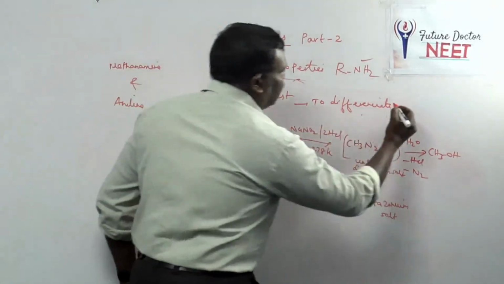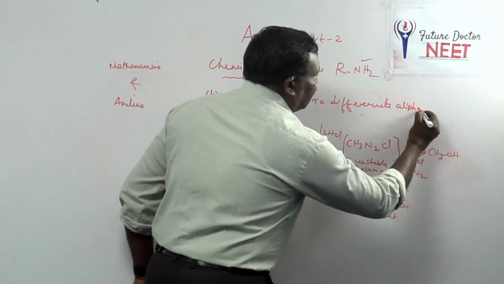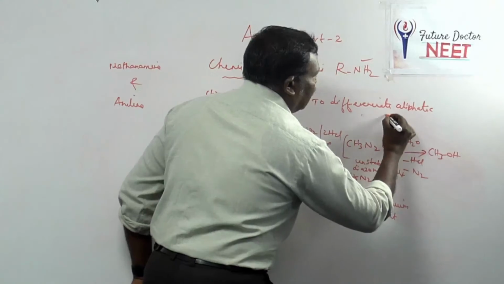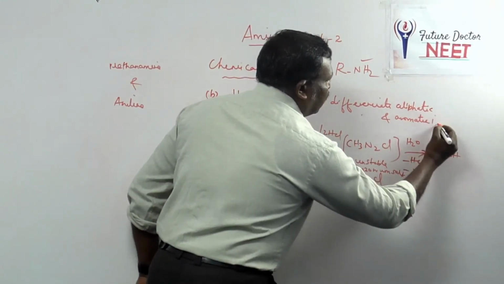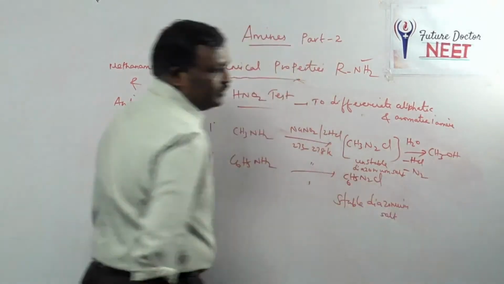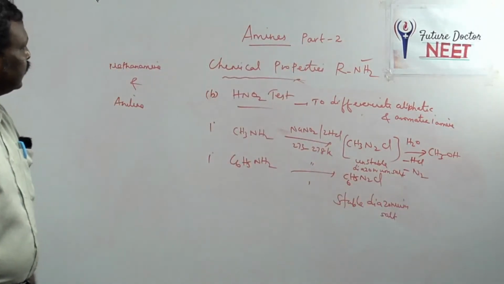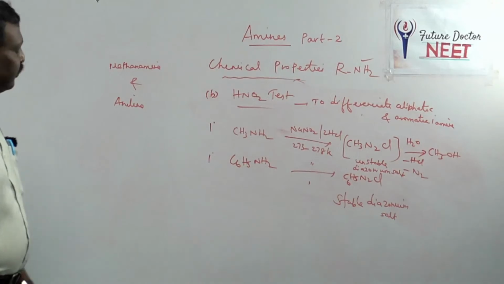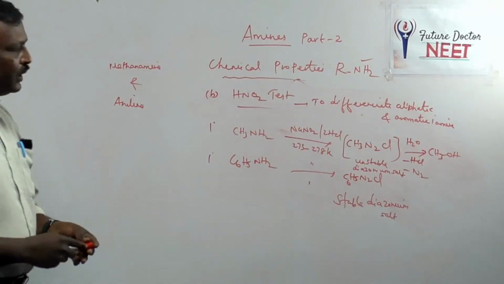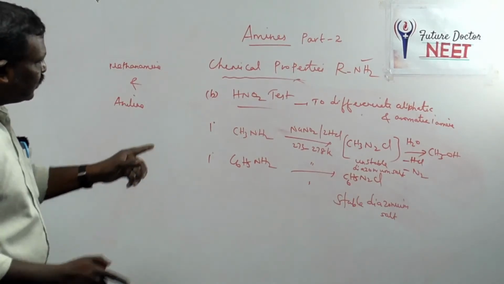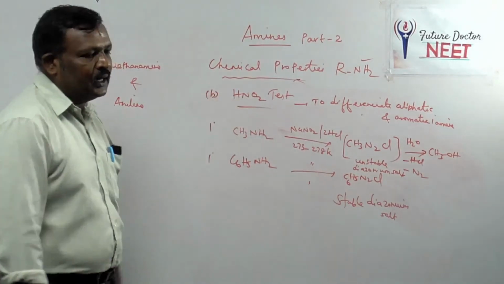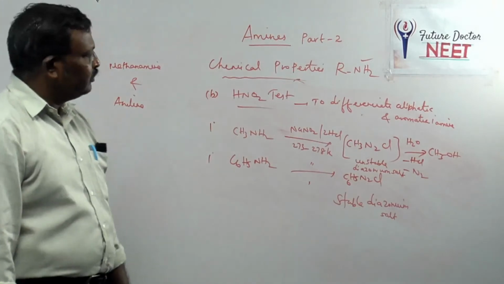To differentiate aliphatic and aromatic primary amines, write fast. Both are primary, but one is aliphatic and the other is aromatic. If you want to differentiate these two compounds, we use the nitrous acid test.